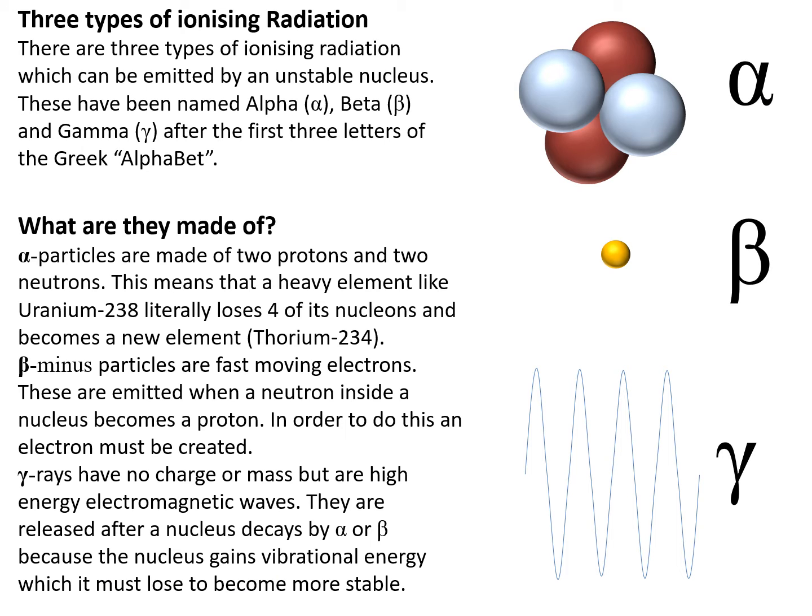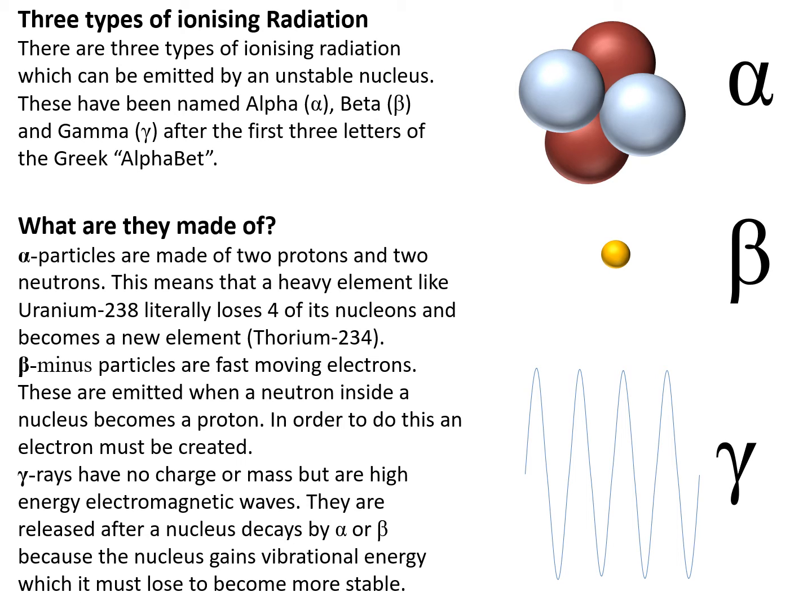Now, there are three types of ionizing radiation. They can all be emitted by an unstable nucleus. They have been named with the Greek letters of the alphabet: alpha, beta, and gamma. In fact, this is where we get the term alphabet from. The Greek alphabet starts with alpha and beta, so we have alphabet.